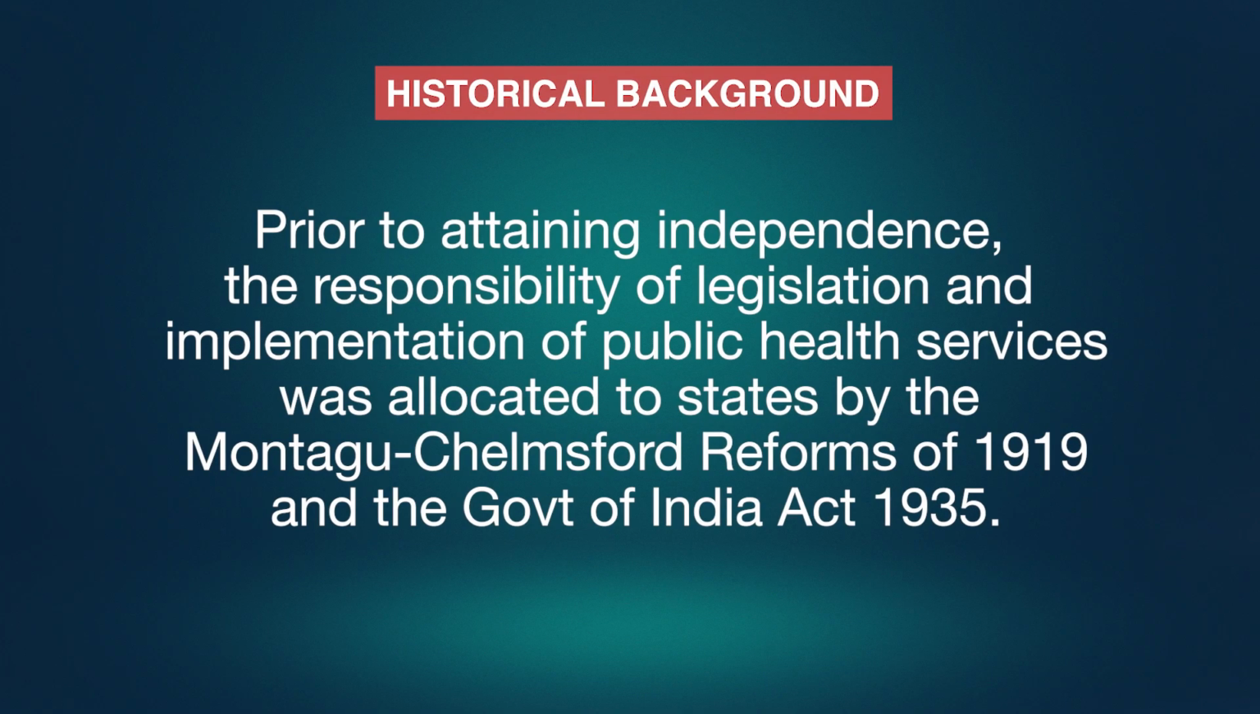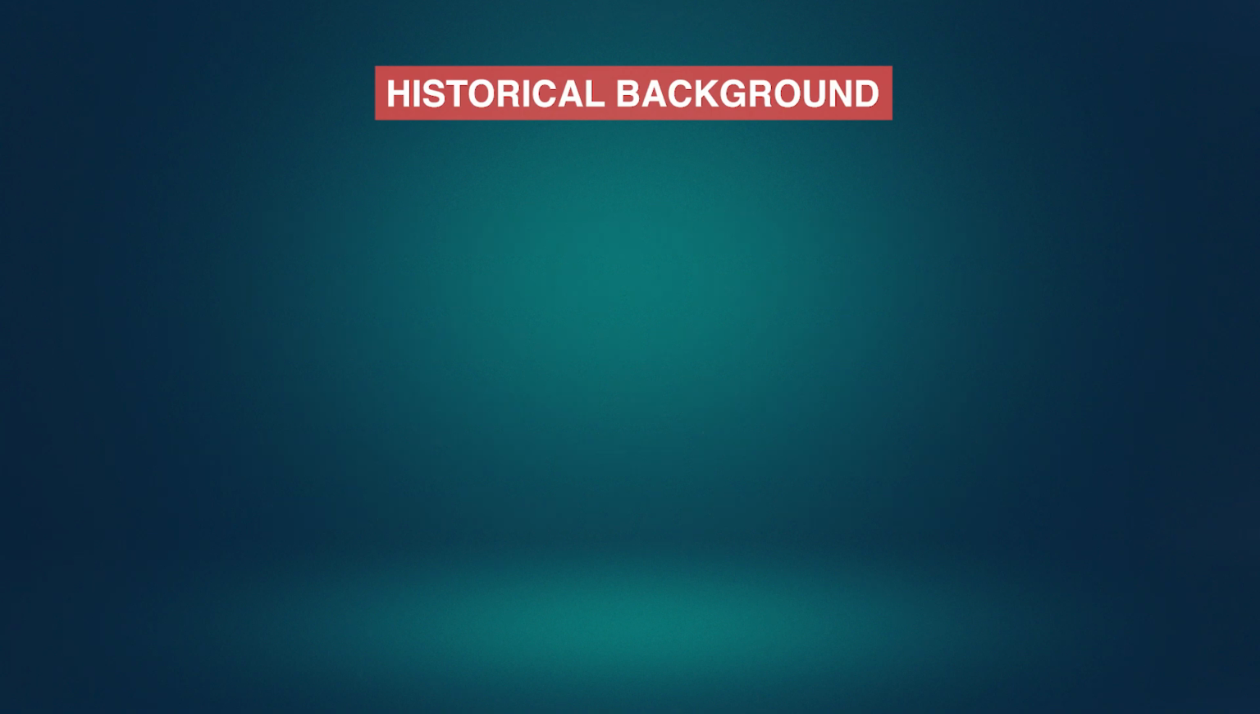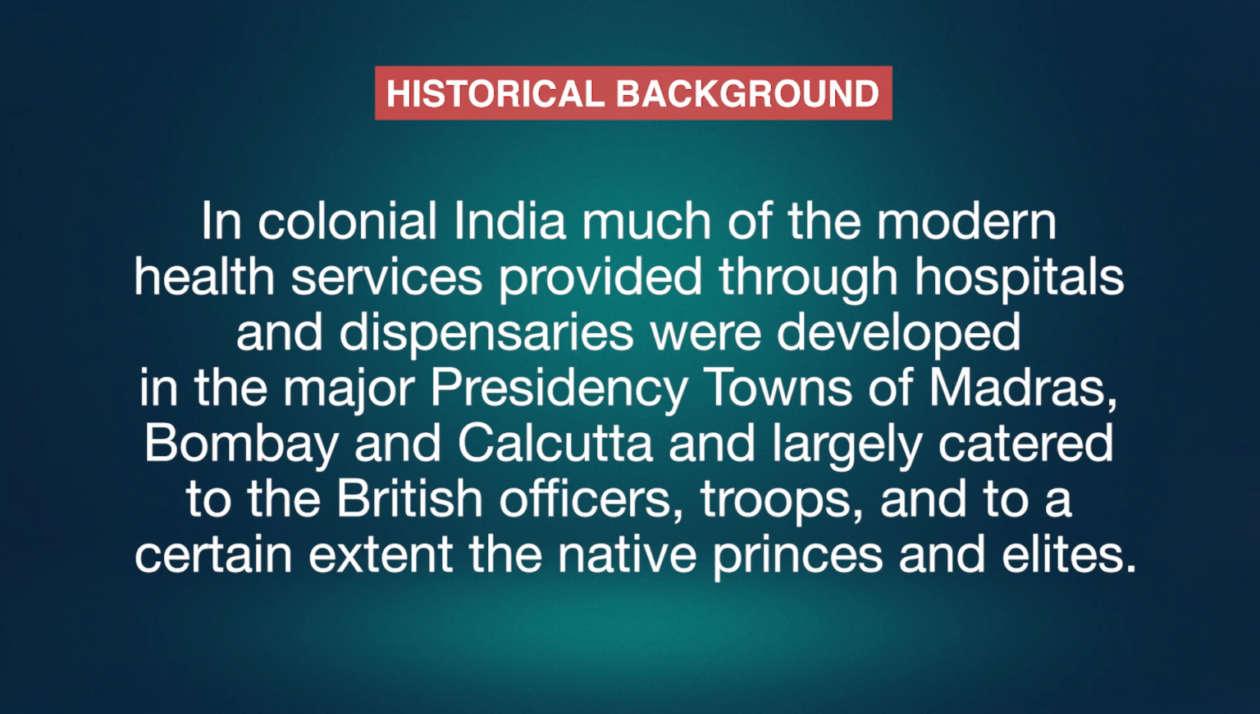Prior to attaining independence, the responsibility of legislation and implementation of public health services was allocated to states by the Montague-Chelmsford Reforms and the Government of India Act 1935. In colonial India, most of the modern health services was provided through hospitals, and these hospitals were located mainly in the three presidency towns of Calcutta, Bombay, and Madras.